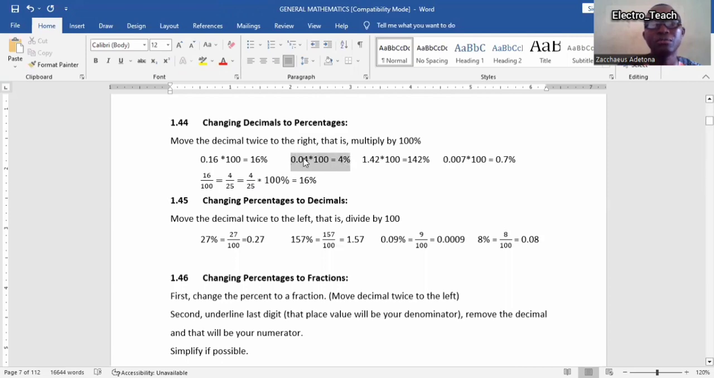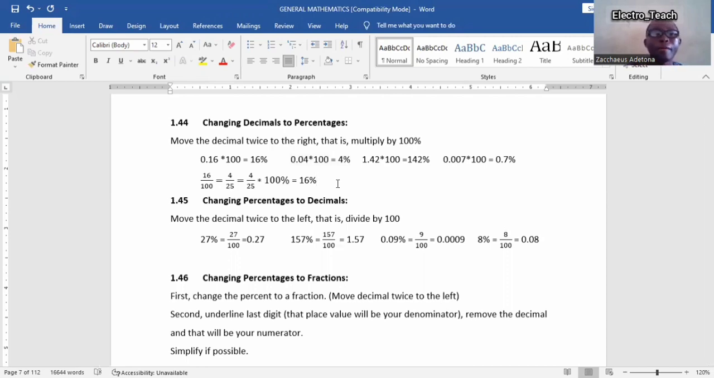The same thing is applicable to these other examples. We have 2 decimal places here, so that means we are multiplying it by 100. That is 0.24 times 100, which is 24%. Here we have 1.42 multiplied by 100. That is 142%. Here we have 0.007 times 100. If you multiply it by 100%, then we are going to have 0.7%. That is how to change decimals to percentages.